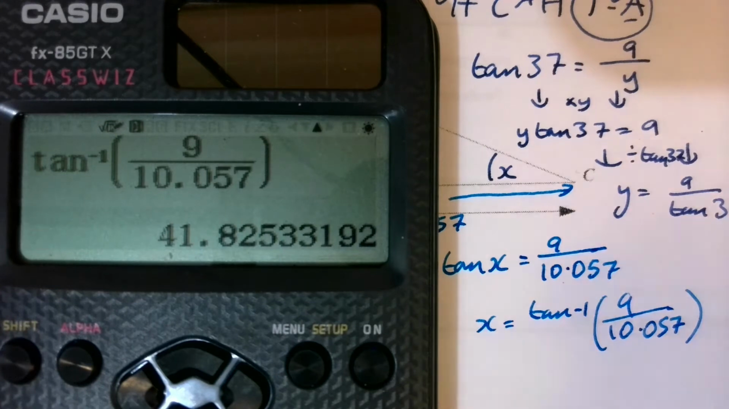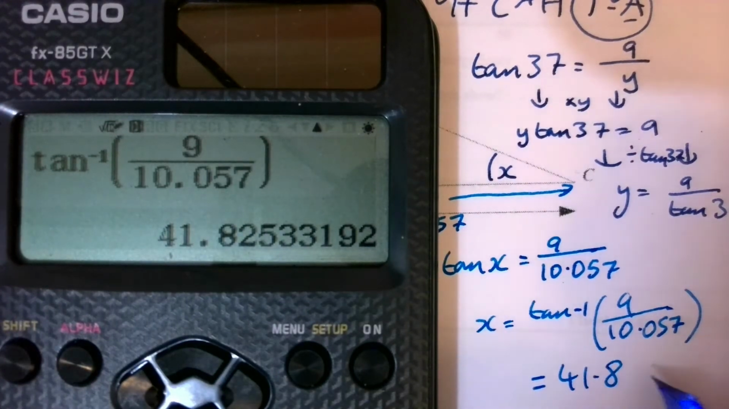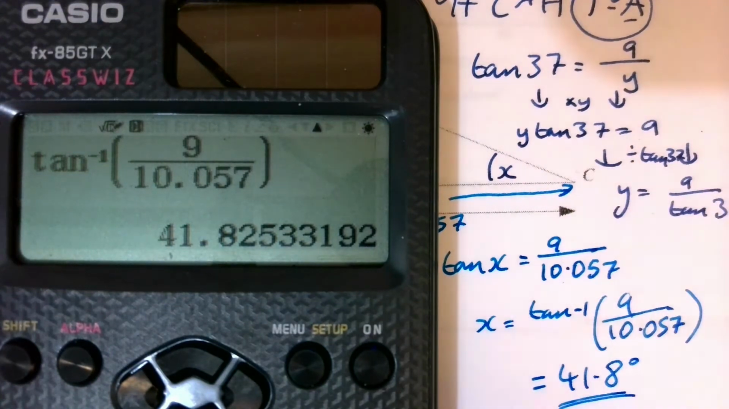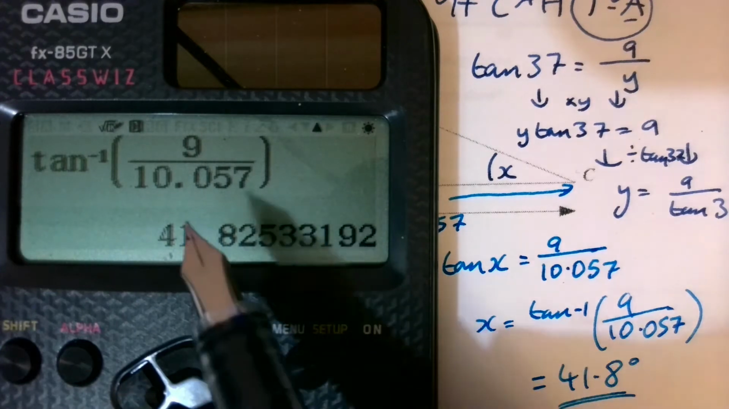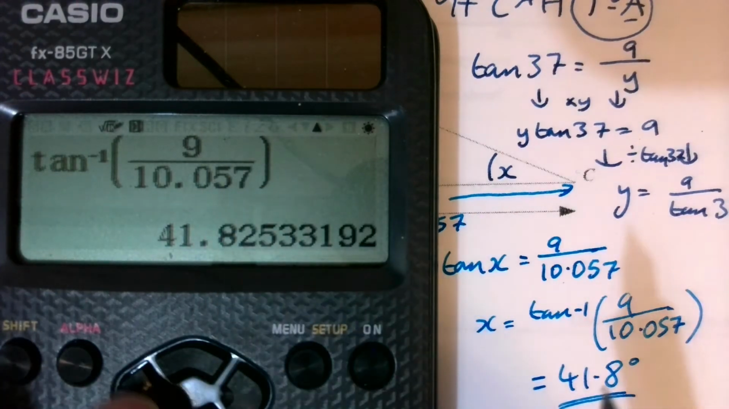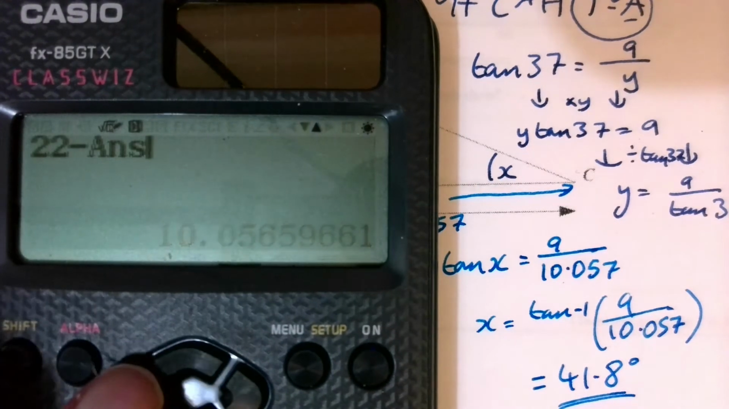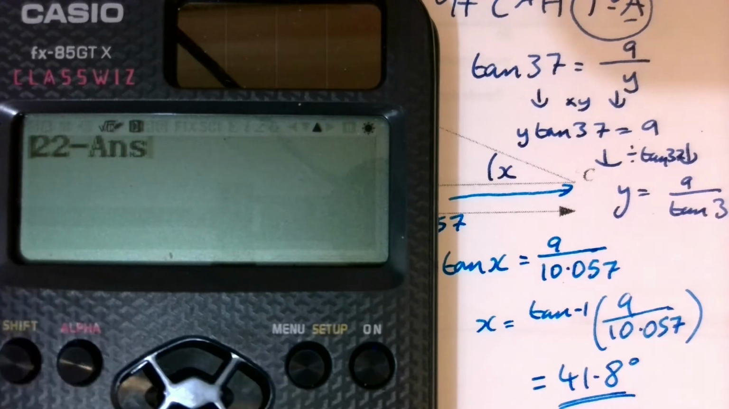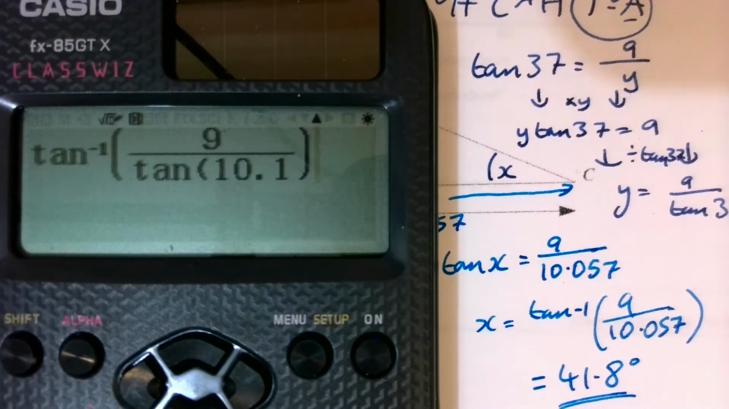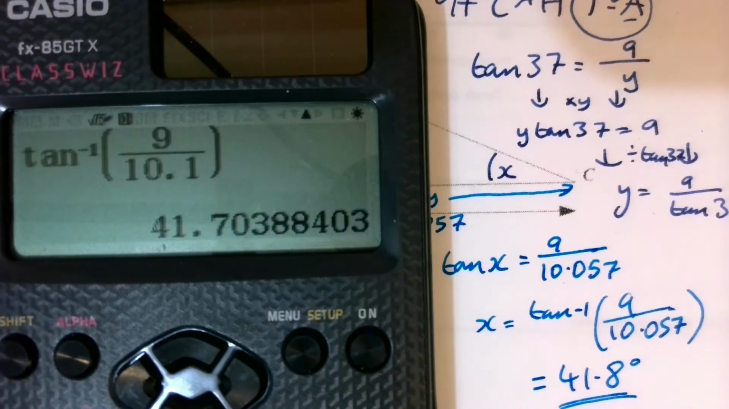and we get 41.8 degrees. Now one or two of you got 41.7, and I reckon that's probably because you used a value here that was only to one decimal place. I'm just going to try that now. And that gives us, whoa, yeah, that's given me 41.7.